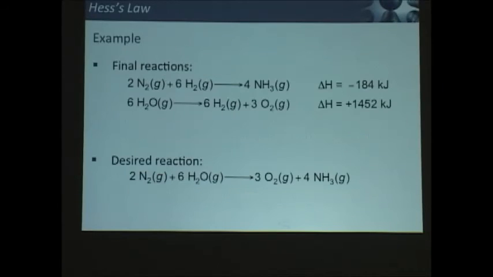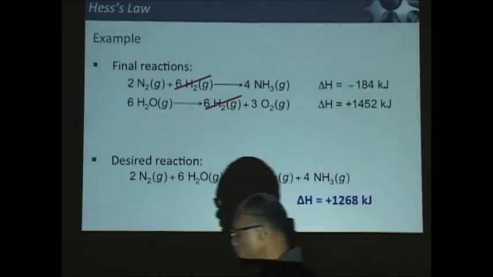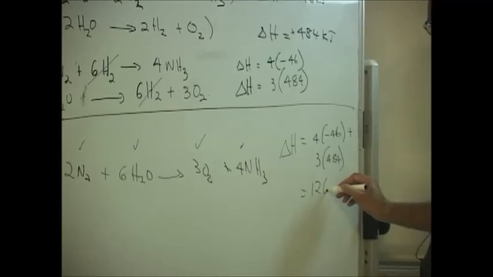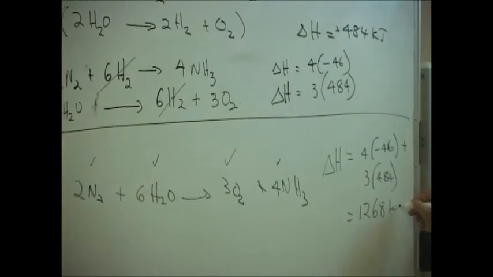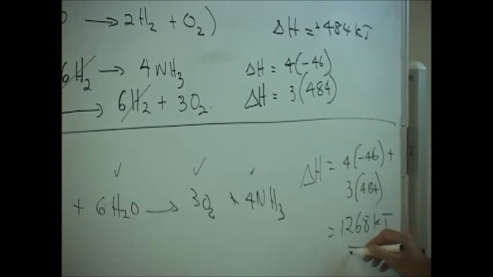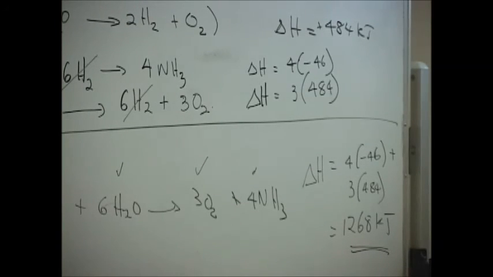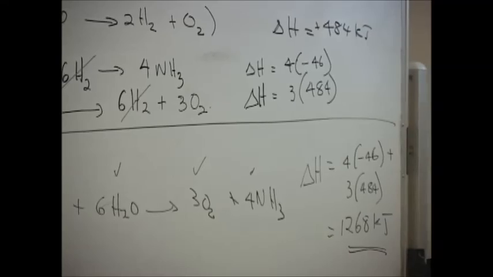Okay, so let me see the final value. All right. So actually, we got the final value given, and that is 1268 kilojoules. So that's the final value that we arrived at using this example.